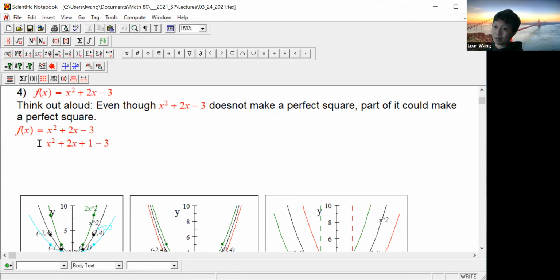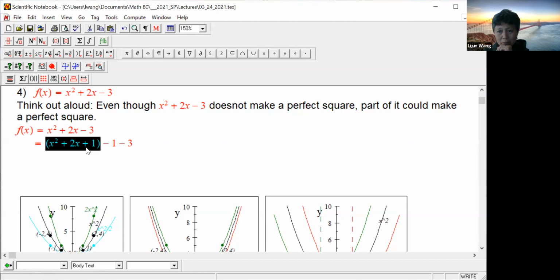How do I make them still the same? Well, I add 1 and I subtract 1. So in effect, I really added a 0, because plus 1 minus 1 makes 0. But I get to split this part, and this will make a perfect square. So the equal sign is still valid because we added a 0, and we can make part of the function a perfect square. Do you hear the idea? Even though we cannot make the whole thing a perfect square, we make part of it a perfect square.